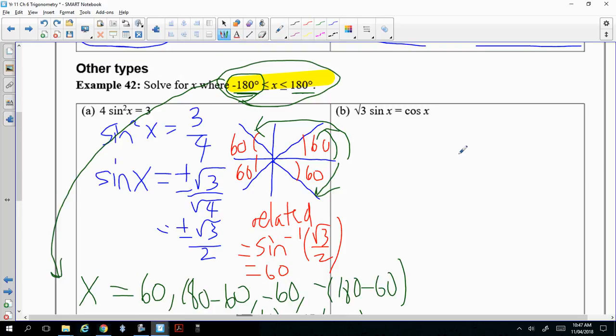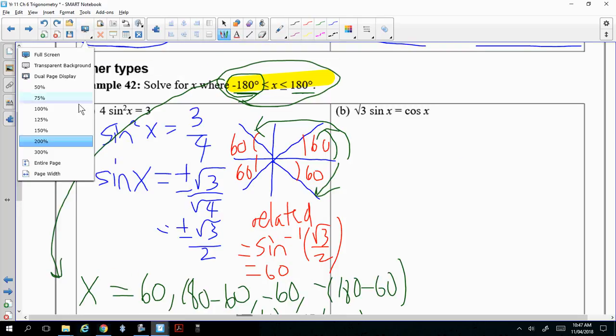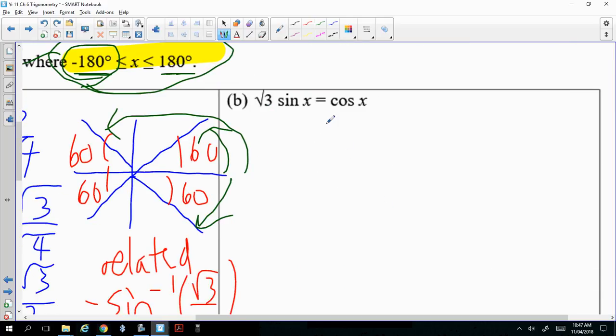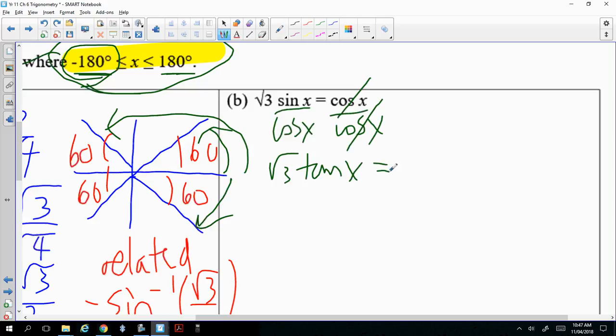So now we're going to continue with other types. We're going to look at part B. Now, what if there are two different things, like sin x and cos x in one equation? So what you could do is just divide both sides by cos x. Like that, and that cos x gets cancelled, gives you √3 tan x equal to 1.